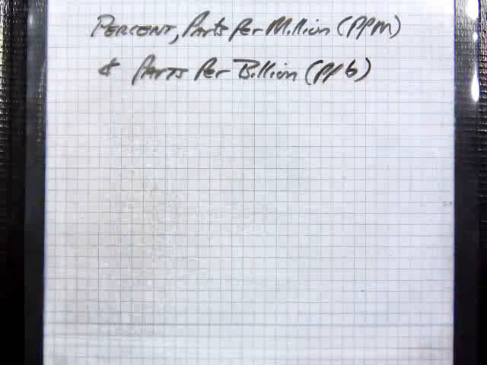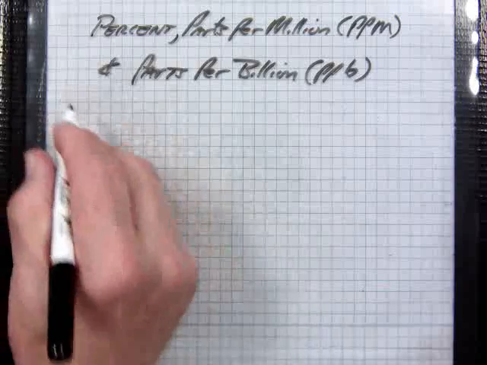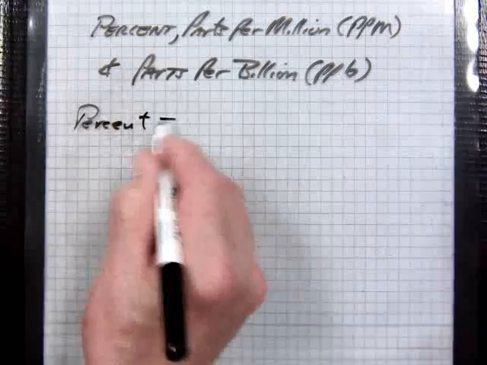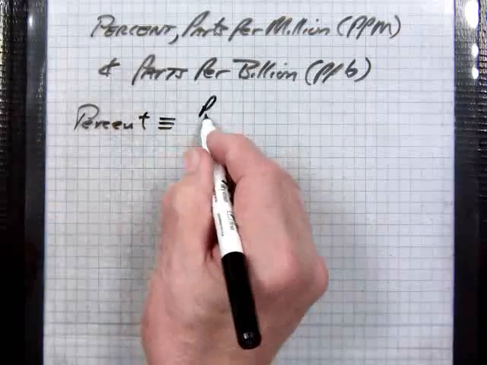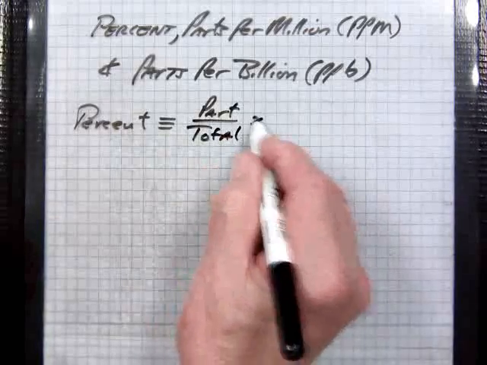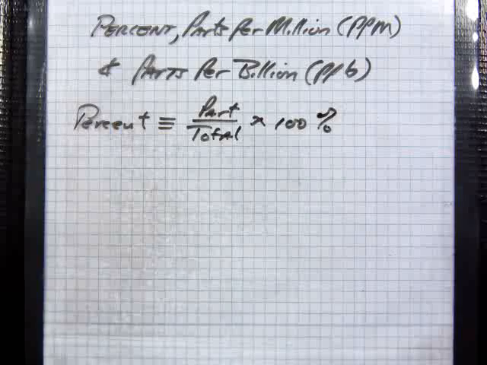Like that. They're all based on the same definition: part over total times some big number. Percentages are times 100, millions are times a million, and billions are times a billion. So when we talk about percentage, by definition, it's a part over total times 100. And we typically tag that with percentage.